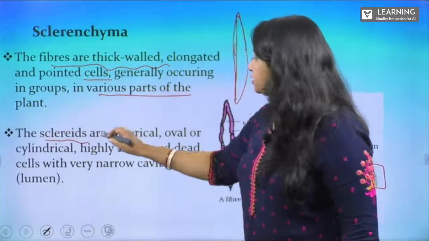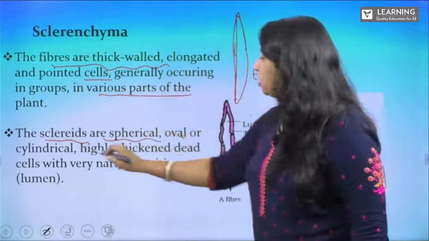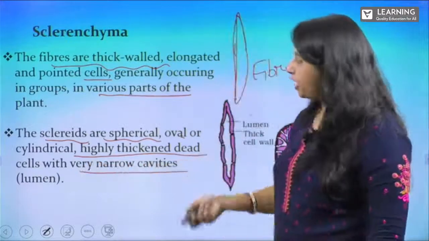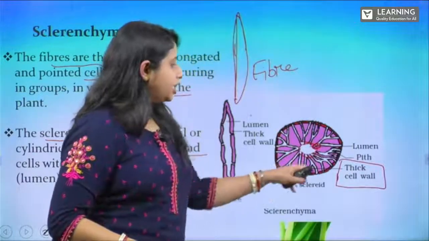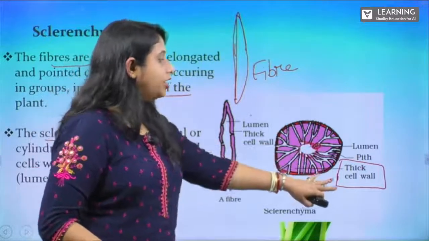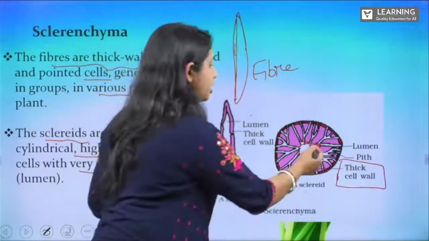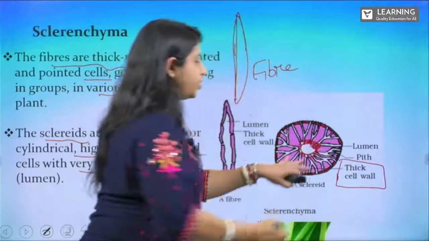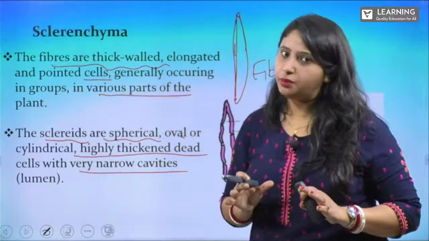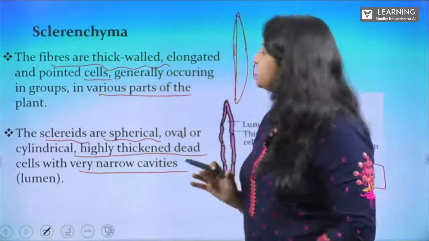The sclereids are spherical, oval or cylindrical. They are highly thickened cells with very narrow cavities. As you can see, they have very narrow cavities and a thick cell wall, and at the center you can see this, right? This is your lumen. So there is no space in between them. There is no protoplast present in them.